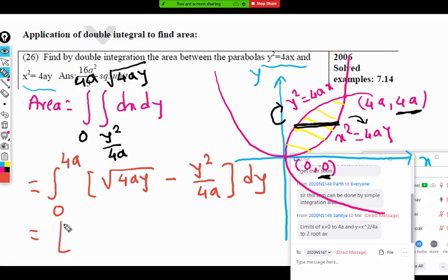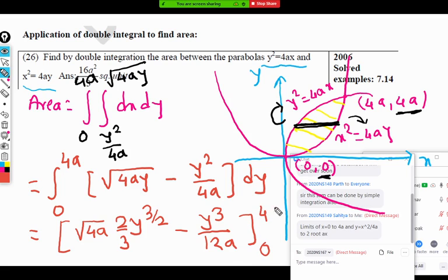So root 4a times root y. Root 4a is a constant, and the integral of root y, y raised to half, is 2 by 3, y to the power 3 by 2. Correct. And what about the integration of the second term? 1 upon 4a, y cube upon 3.